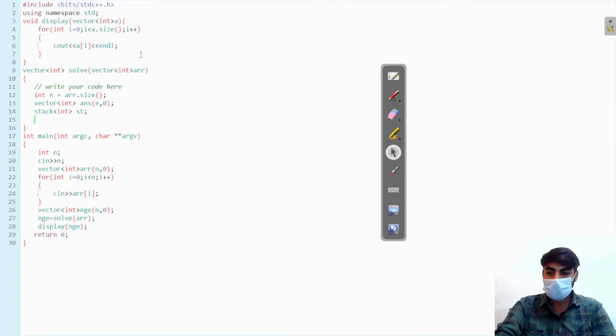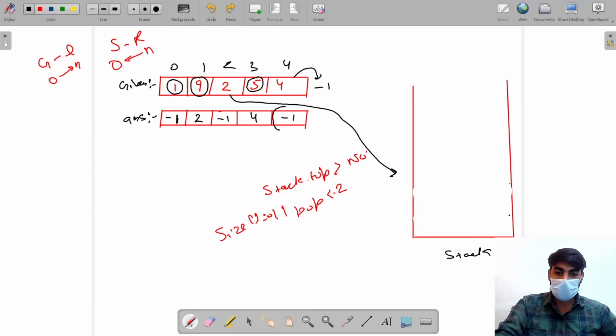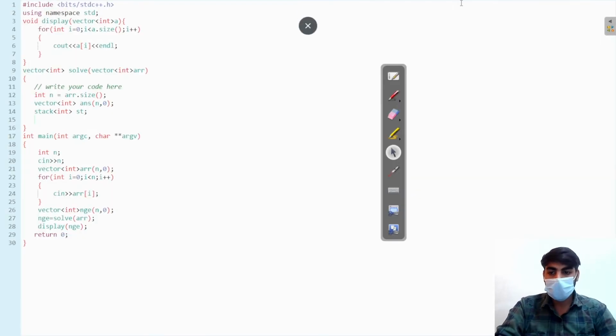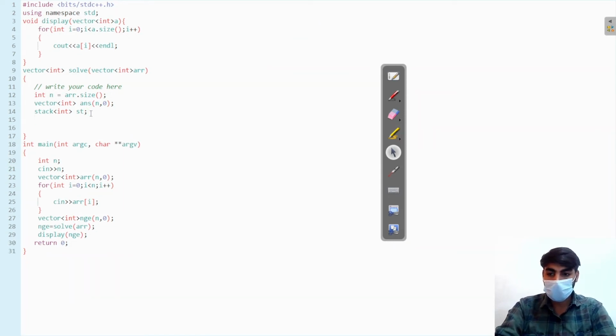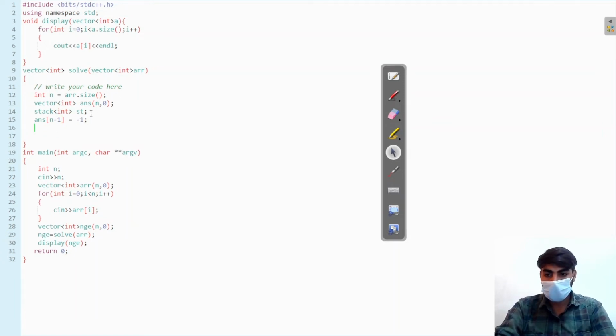giving it the name st. Then firstly, at the end of the answer array we are adding -1, and also adding this in the stack. We are adding 4 here. Same thing I am writing here. You can see answer at n-1 equals to -1. Okay. Also st dot push, what we have to write, st dot push arr at n minus 1.